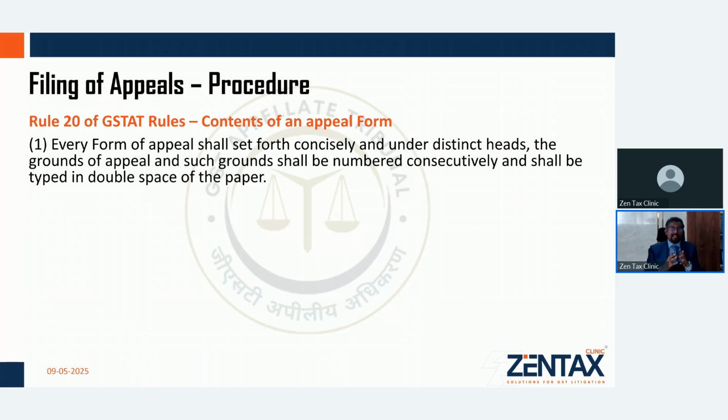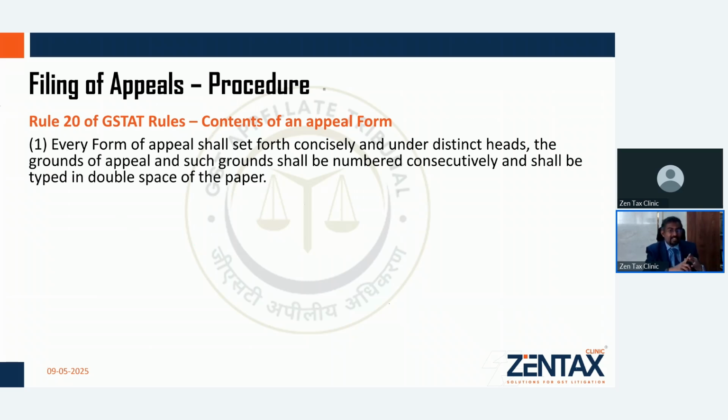Then under distinct heads, whatever the different grounds of appeal, you are challenging the constitutional validity of the legal provision. Yes, that is separate. You are challenging the violation of principles of natural justice, that is, no opportunity was provided with respect to personal hearing by the adjudicating authority or the appellate authority. Yes, that is a separate ground.